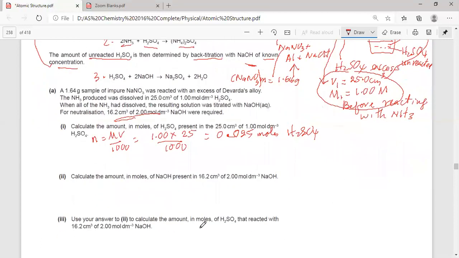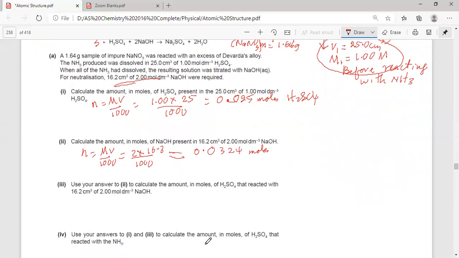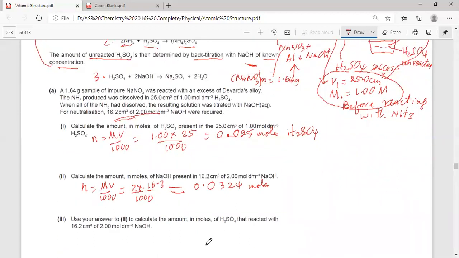Then count the amount of NaOH present here, that means the one you titrate. Same here: number of moles equals NV. You always use this formula, so make sure you know it. So 2 times 16.2 over 1000 equals 0.0324 moles. Now use the answer in 2 to calculate the amount of moles of H2SO4 that reacted with your ammonia. How do we find how much reacted? Remember here.